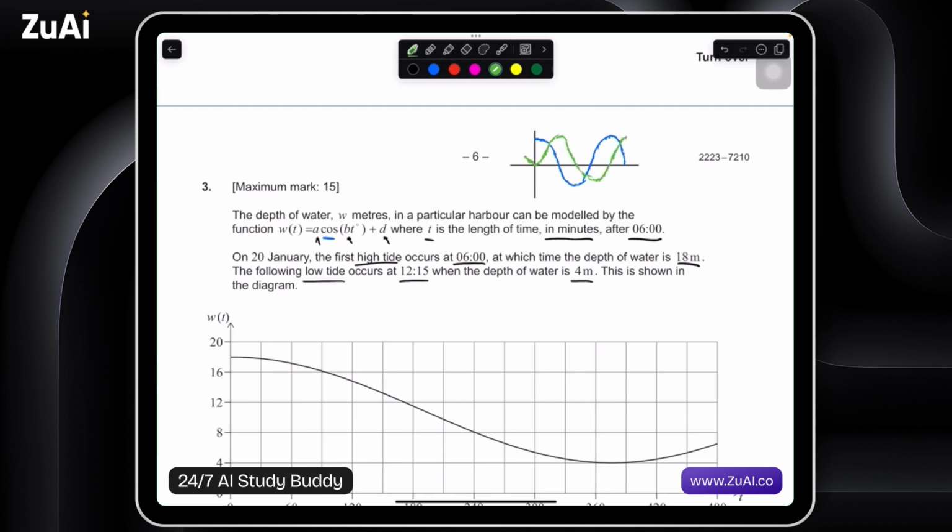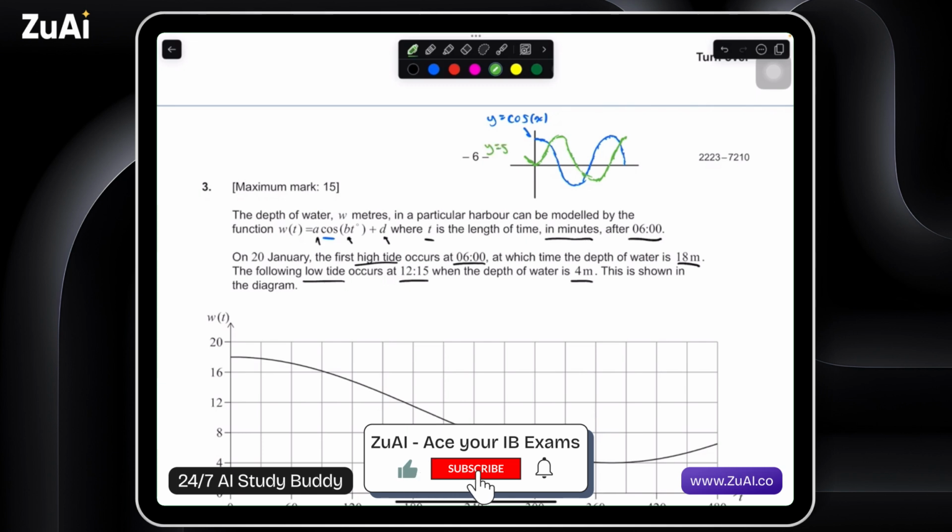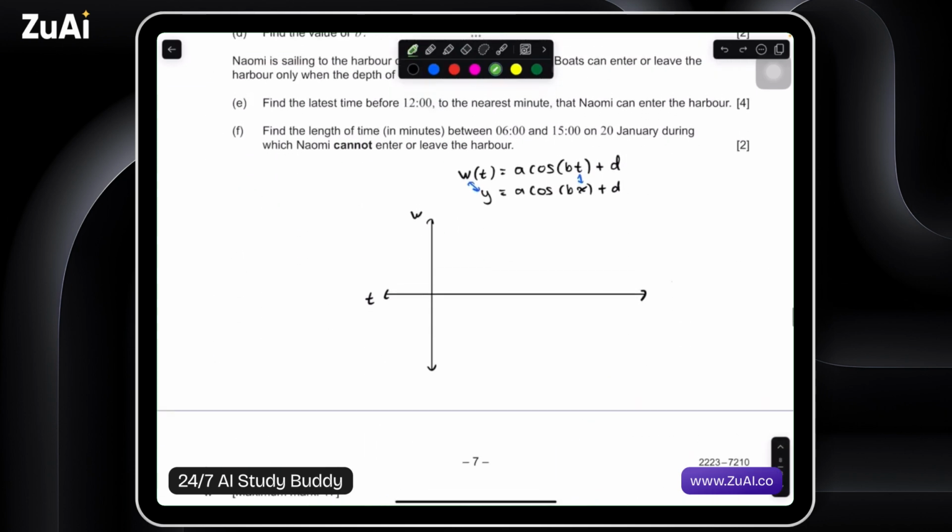So the sine function starts here, the cosine function starts here. So this would be cos of x, and this would be y equals sin x. The IB will always give you the cosine or sine. In this case, we're starting from our maximum, so we've got a cosine here. Okay, so now what are these values? What are these values of A, B, and D here?